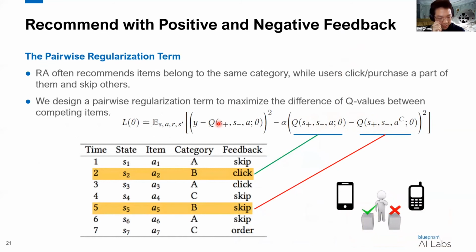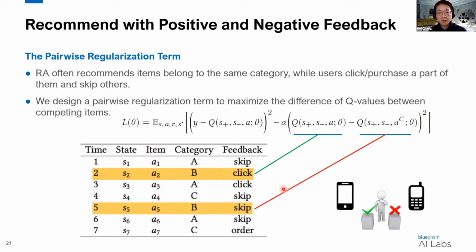Furthermore, they got inspirations from pairwise learning in information retrieval. To recommend items belonging to the same category, users sometimes click on the recommended items and sometimes skip them. For example, here in category B, the item A2 was clicked by the user, but the item A5 was skipped. So this provides very stable and useful signals for us to rank these two items according to the user's preference.